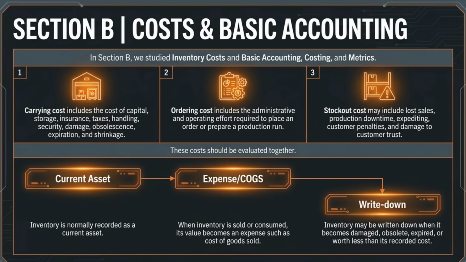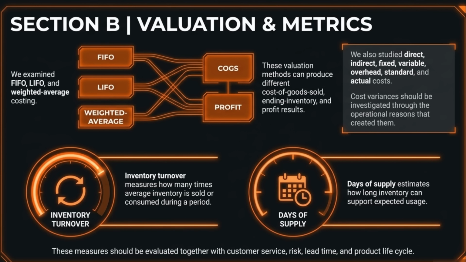Inventory is normally recorded as a current asset. When inventory is sold or consumed, its value becomes an expense, such as cost of goods sold. Inventory may be written down when it becomes damaged, obsolete, expired, or worth less than its recorded cost. We examined FIFO, LIFO, and weighted average costing. These valuation methods can produce different cost of goods sold, ending inventory, and profit results.